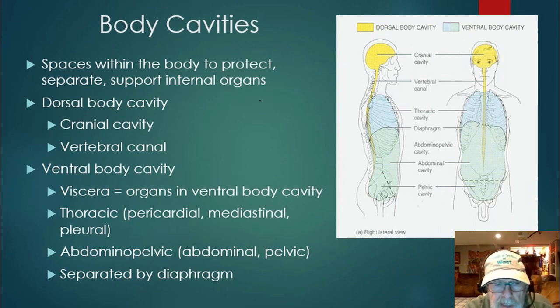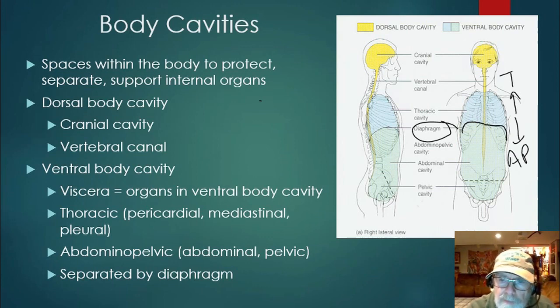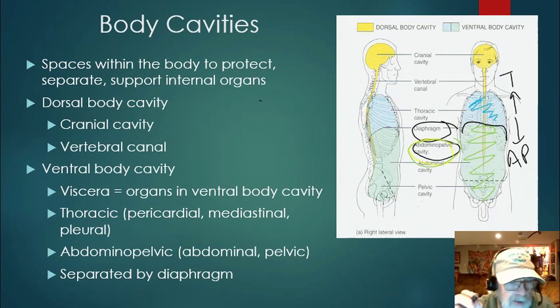The ventral body cavity is divided into two main cavities. And it's divided by this little thing that we see right here, which is called the diaphragm. The diaphragm separates the thoracic cavity on the top from the abdominopelvic cavity on the bottom. So here's my abdominopelvic cavity, which is the green, okay? And my thoracic cavity is the blue up in here, and it's separated by the diaphragm, okay? And that's the ventral body cavity.